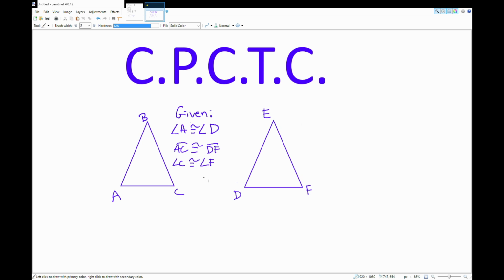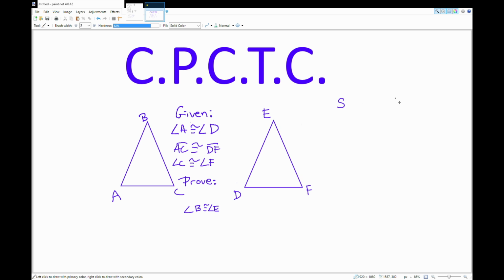Given that information, I want you guys to prove that angle B is congruent to angle E. That's what you guys are going to try to prove. Now, in order to do that, first you have to prove the two triangles are congruent. Once you prove the two triangles are congruent, then you'll be able to use C.P.C.T.C. to prove this right here. So let's start our proof.